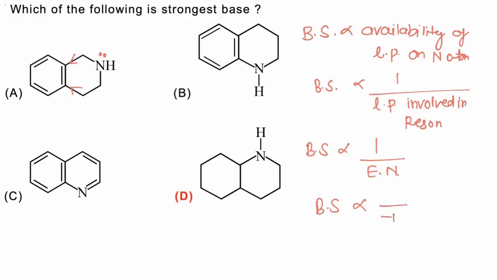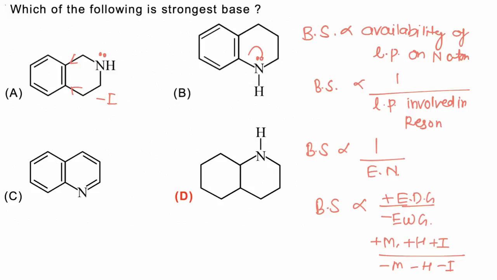So any electron withdrawing group, if present, will decrease basic strength, and any electron donating group will increase basic strength, like plus M, plus H and plus I will increase basic strength, while minus M, minus H and minus I will decrease basic strength. So now in the first case, the minus I of the phenyl group is present, so in this case basic strength is comparatively less. Now in the second case, the lone pair is involved in resonance, and if the lone pair is involved in resonance, then basic strength is very low.